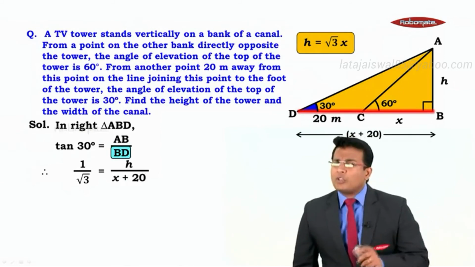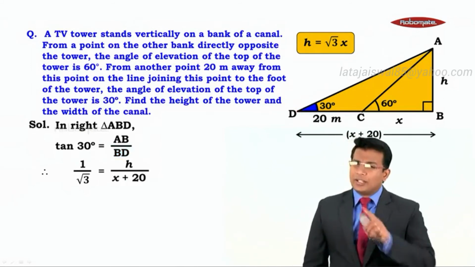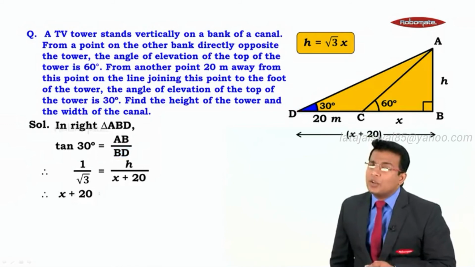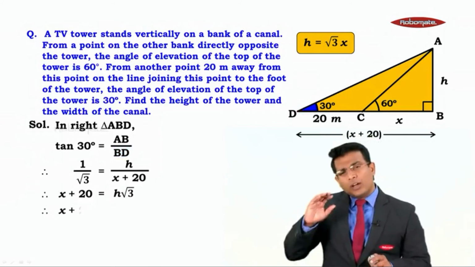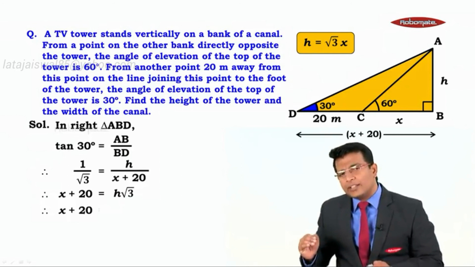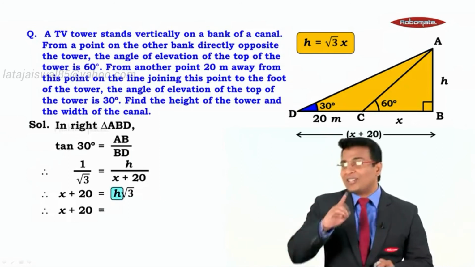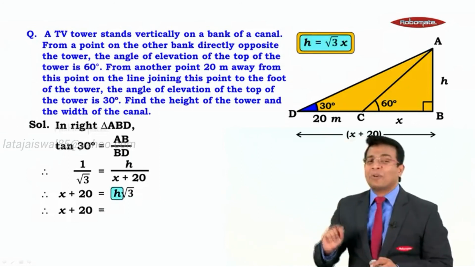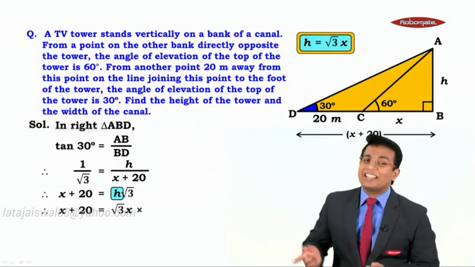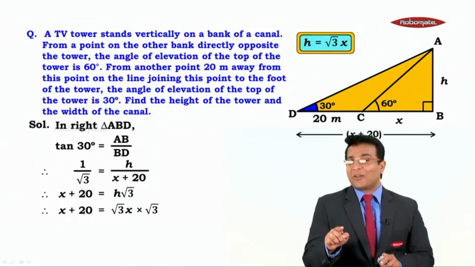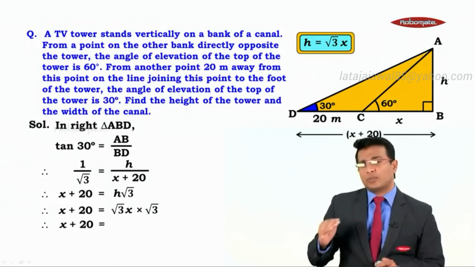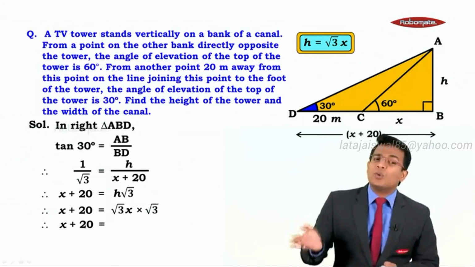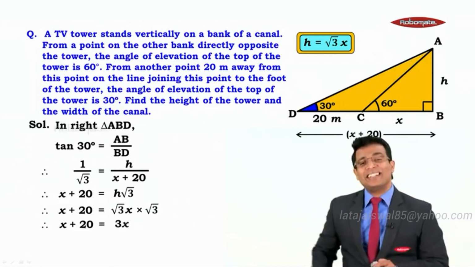So now we can cross multiply. So we write X plus 20 is equal to root 3 into H. That is what we got here, right? Now the left hand side remains as it is. X plus 20 is equal to, you know the value of H? Yes, we have already found it out. It is root 3x. We substitute that value, root 3x into root 3, which is existing on the right hand side. Now when we solve, the left hand side remains as it is, that is X plus 20. On the right hand side, it is root 3 into root 3. How much is that? Yes, it is 3x.